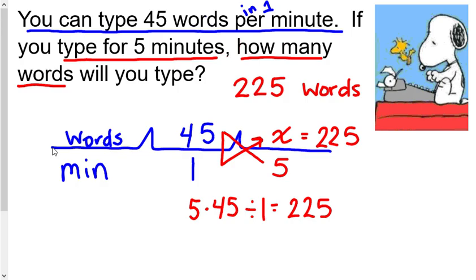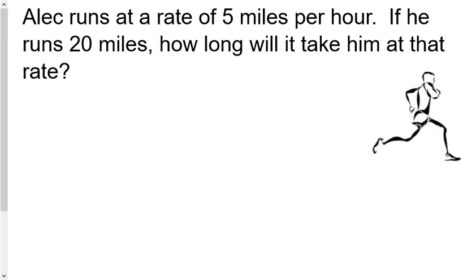All right, let's look at one last problem. This one says, Alec runs at a rate of 5 miles per hour. If he runs 20 miles, how long will it take him at that rate? So take a minute, see how you would set it up, see what you think. Pause while you're doing that, and then check and see if you were correct.